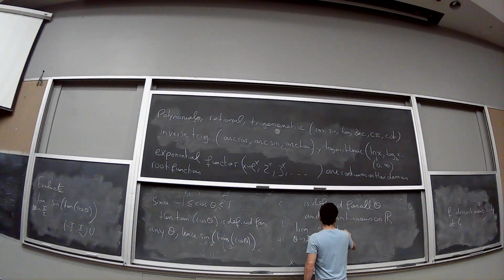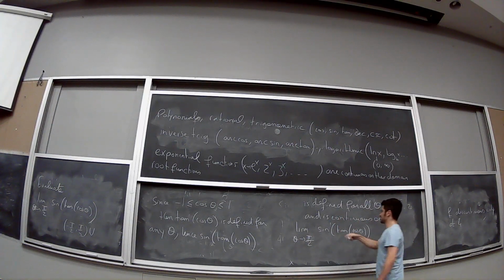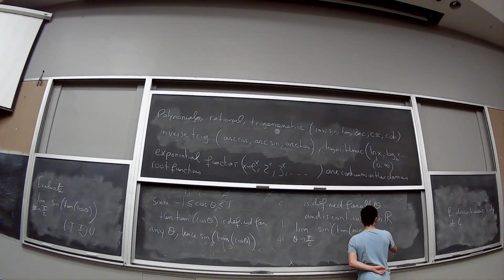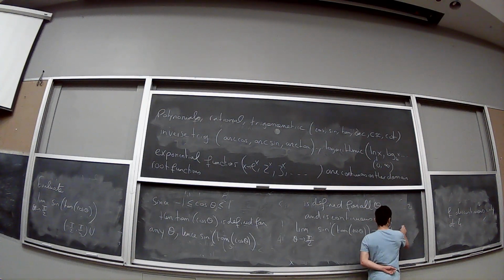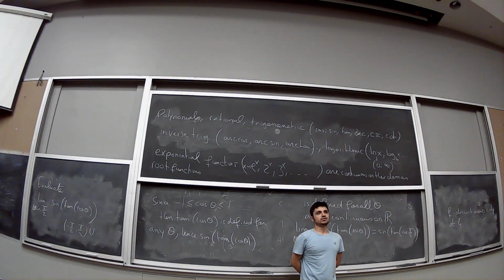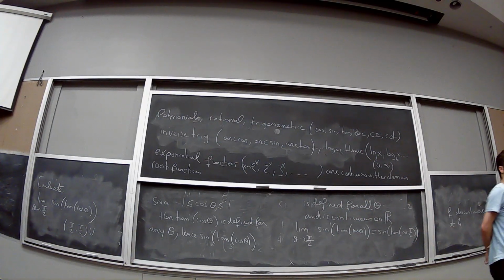Sine of tan of cos theta. If it's a continuous function defined at pi over 2, how can I plug in the limit? I can just plug it in, right? It's a continuous function. So this is just sine of tan of cos pi over 2. What is cos pi over 2? Cos pi over 2 is 0. Tan of 0 is 0. Sine of 0 is 0, right?